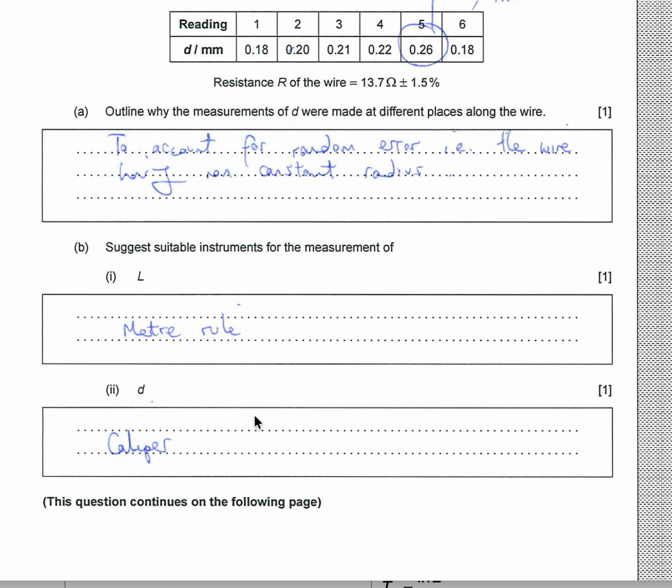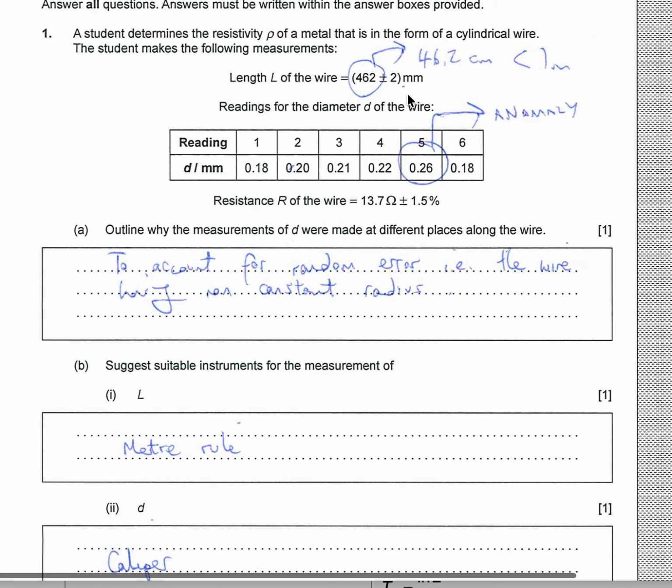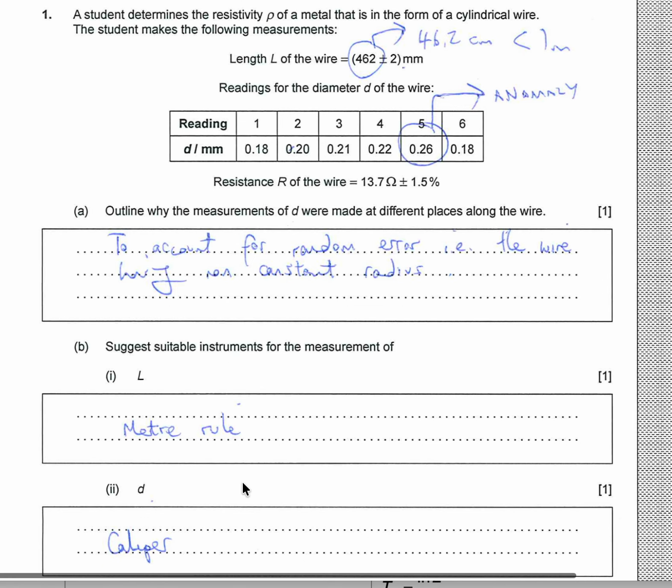This is really quite a nice set of marks. You'll notice in paper 1B, I think there's some horrible marks and there's some lovely ones, and there's nothing really in between. Lovely marks here. All we want to do is suggest suitable instruments for measurement of L. Well, L is a length. I suppose the tricky bit here is expressed in millimeters, so it's 462 millimeters. That's 46.2 centimeters, which is less than a meter, so a meter rule would be suitable. Please never write a ruler here. We never really use ruler as an answer. It'd be a meter rule or a half meter rule even, but not a ruler.